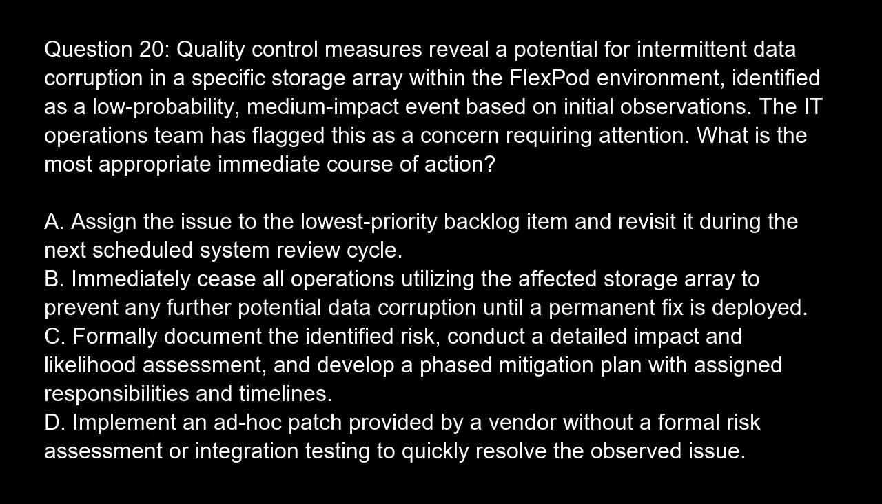Option A. Assign the issue to the lowest priority backlog item and revisit it during the next scheduled system review cycle. Option B. Immediately cease all operations utilizing the affected storage array to prevent any further potential data corruption until a permanent fix is deployed. Option C. Formally document the identified risk, conduct a detailed impact and likelihood assessment, and develop a phased mitigation plan with assigned responsibilities and timelines. Option D. Implement an ad hoc patch provided by a vendor without a formal risk assessment or integration testing to quickly resolve the observed issue.